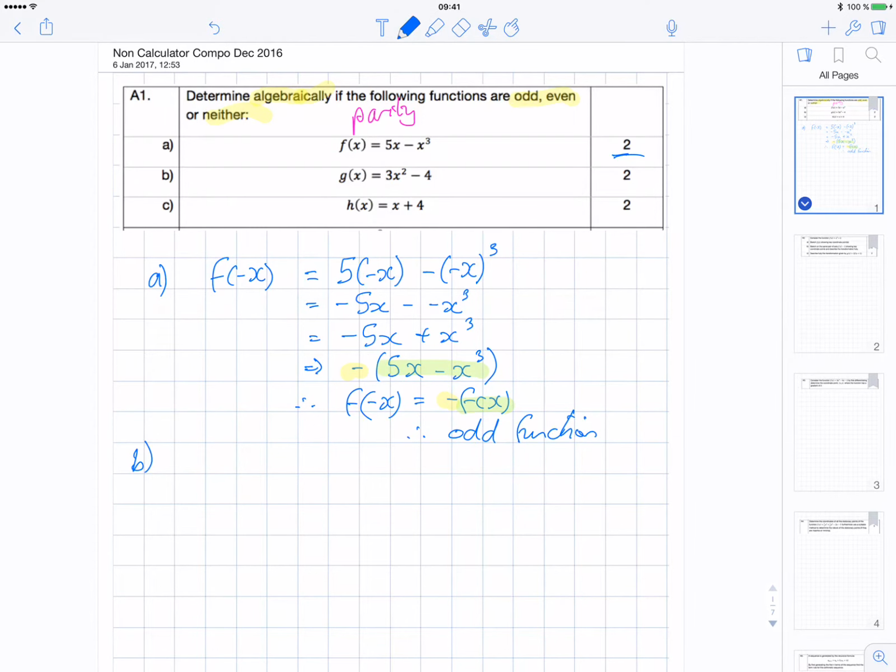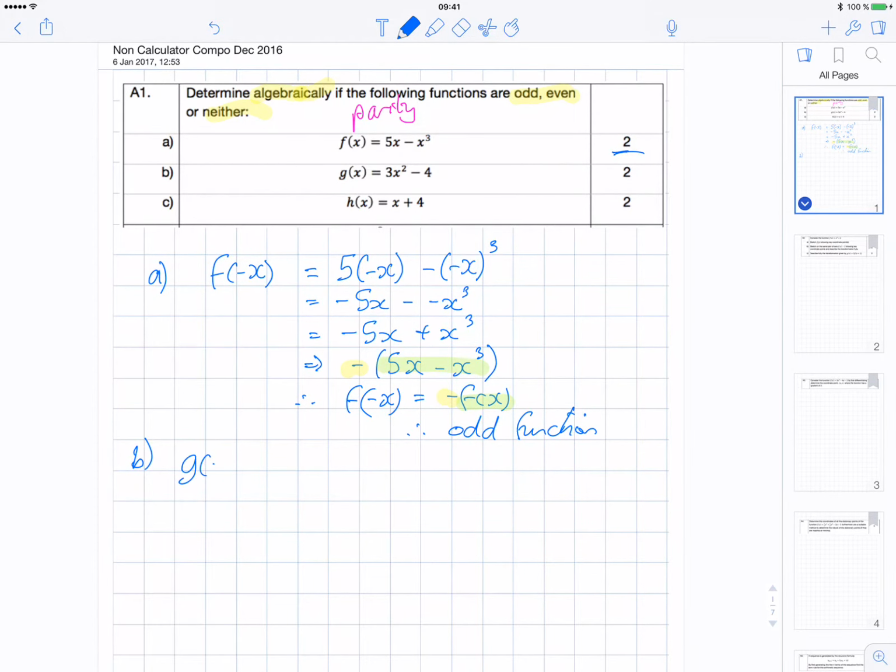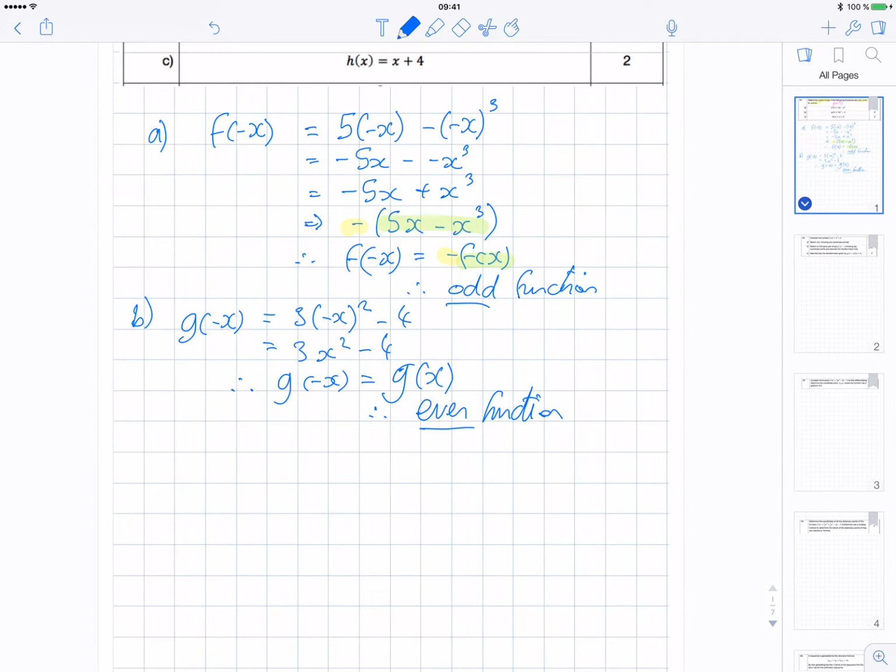Part B. Let's try g of minus x. Okay, so we have 3 times minus x squared minus 4, which is equal to 3x squared minus 4, because a minus and a minus makes it positive. Therefore g of minus x is equal to g of x, and therefore we have an even function. And I really want you to be writing the word therefore, even and odd. You have to do that.